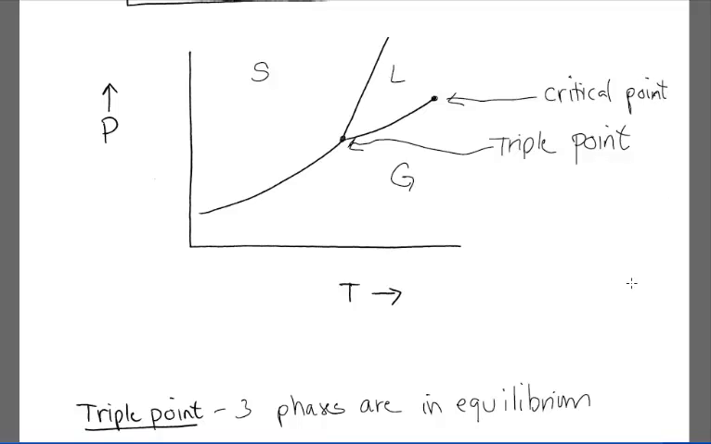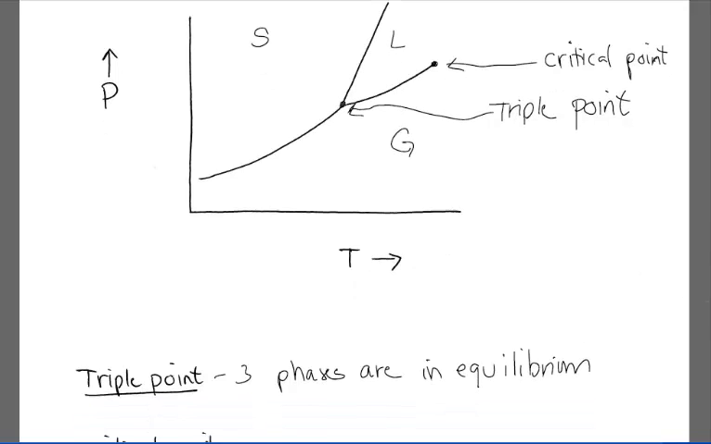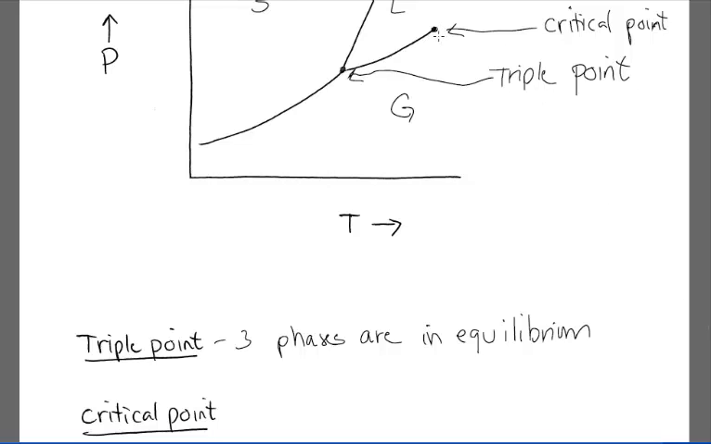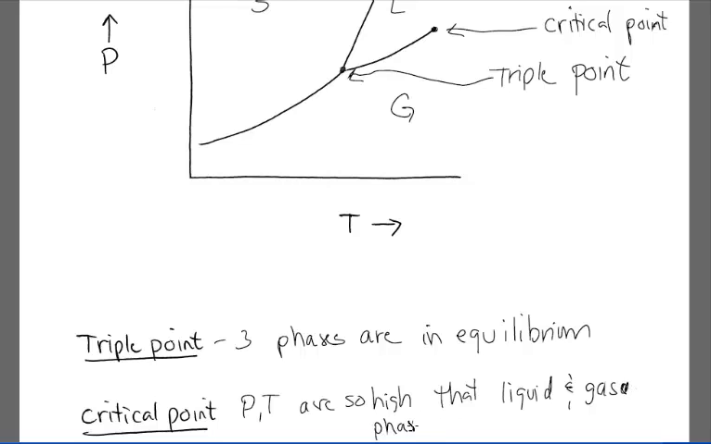And the critical point is where the pressure and temperature are so high that the liquid and gas phases are basically indistinguishable. So in other words, the gas is so dense that it can't be distinguished from the liquid.